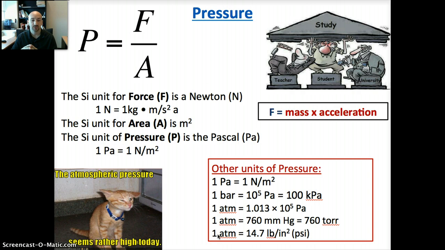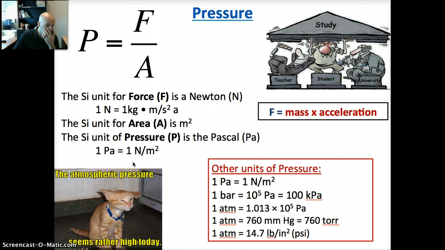Well, a gas can exert a force on any surface with which it is in contact. So pressure is a force that acts on a given area. Okay? Thus we can define pressure as equal to the force divided by the area. Okay? So the SI unit of force is called the Newton, okay, which is equal to 1 kilogram meter per second squared. The SI unit for area is going to be meter squared, and the SI unit of pressure is called the Pascal. Okay, and 1 Pascal is equal to 1 Newton per meter squared.